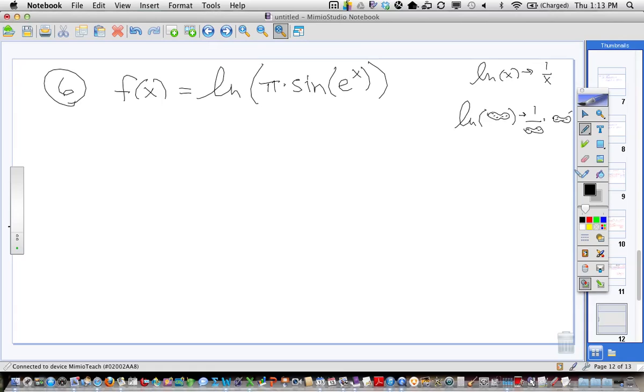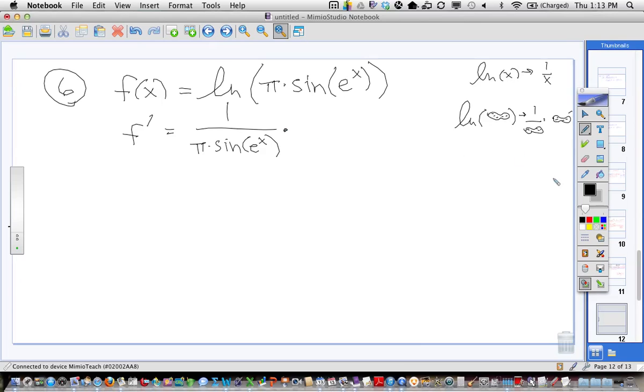Okay? If you've got stuff in there, ln of some stuff is 1 over that stuff times the derivative of that stuff. So when we do this derivative, it's 1 over pi sine e to the x. Now, what we just did there was steps 1 and 2 together. We did the derivative of the outside, which was the ln, that's the 1 over, and then we left the inside alone. Okay, that's what was happening right there.